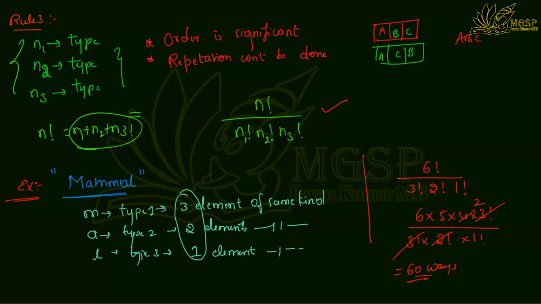Now we have seen the permutation. Now let's go for combination. What is the combination? Here there is an important thing you need to know, the order doesn't matter. Let's write combination.